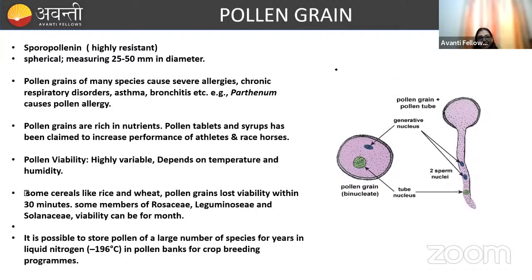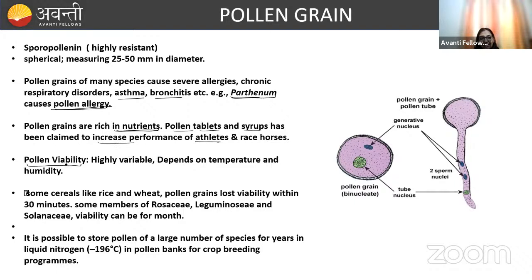Pollen grains are generally spherical in shape and have a diameter of 25 to 50 micrometers. Pollen grains of various species cause allergies or chronic respiratory disorders like asthma and bronchitis. Parthenium causes pollen allergy. Please remember this. Pollen is rich in nutrients, because of which pollen tablets and syrups are present in the market that claim to increase the performance of athletes.